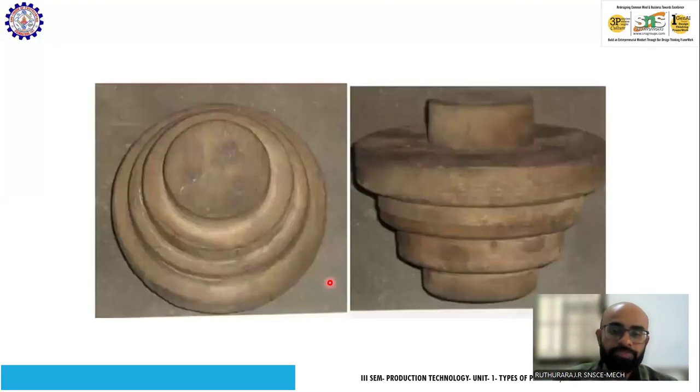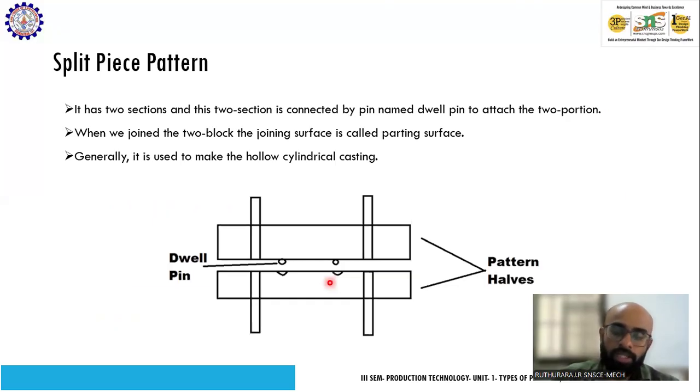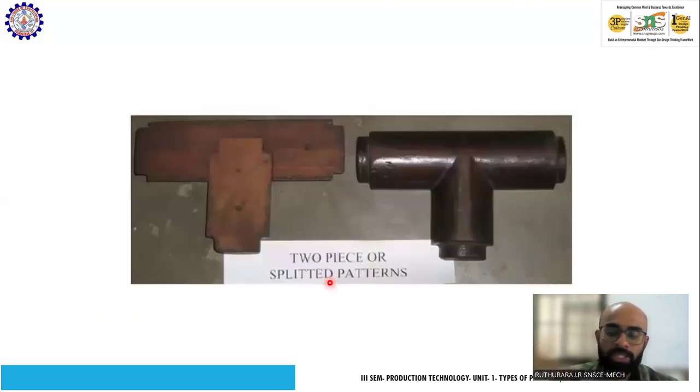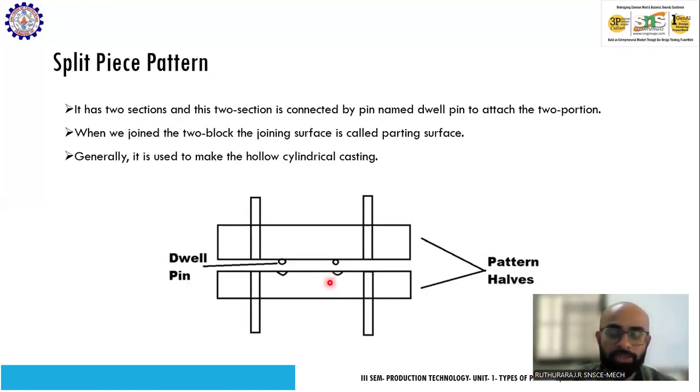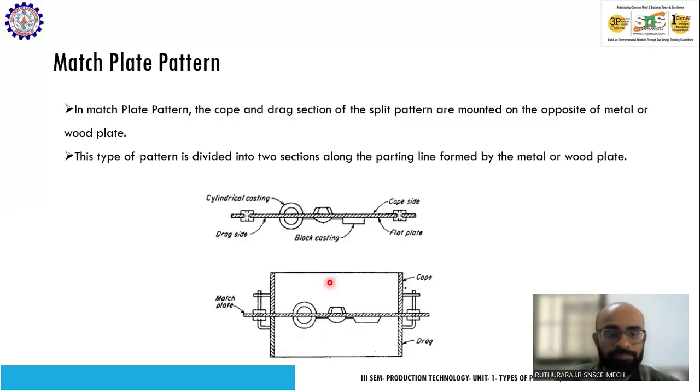But if you see this type of component which has a curved surface, it cannot be made with a single piece pattern, because the curve will never be obtained. It will only be a solid block. Hence, we go for another type of pattern, which is called a split piece pattern. In a split piece pattern, it will be split into two parts. One will be fit inside the cope and another will be fit inside the drag.